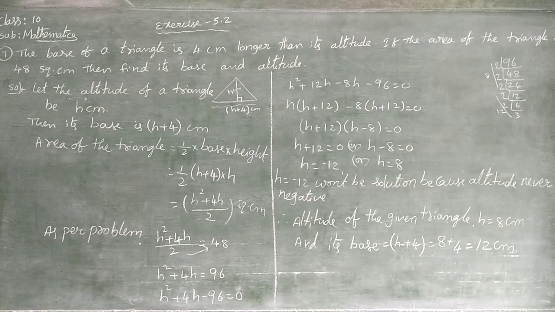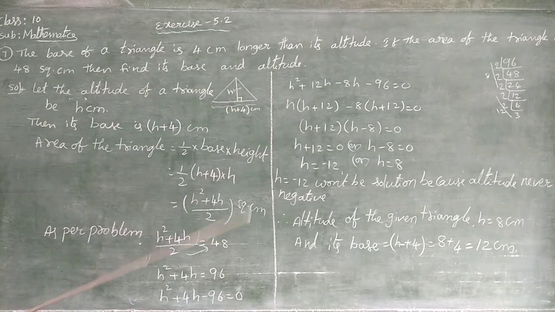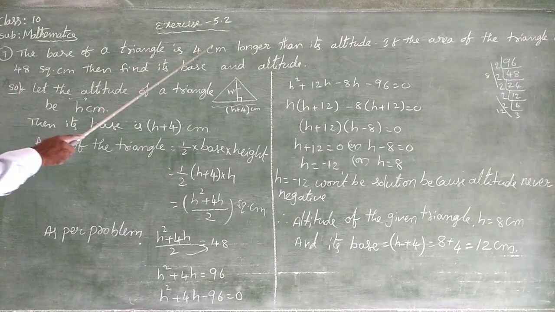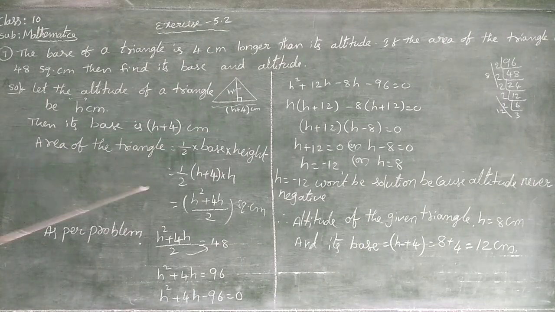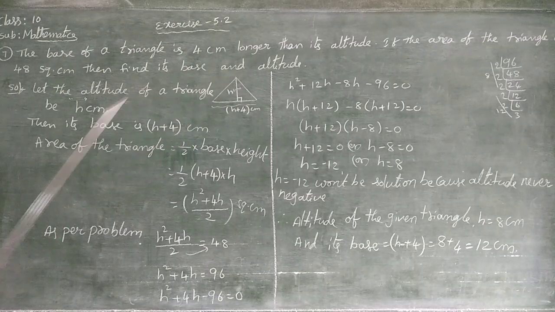Seventh sum. The base of the triangle is 4 centimeters longer than its altitude. If the area of the triangle is 48 square centimeters, then find its base and altitude. There is a triangle. We don't know the altitude, so take it as h centimeters. Then the base of the triangle is 4 longer than that. Longer than means more, so h plus 4 centimeters.